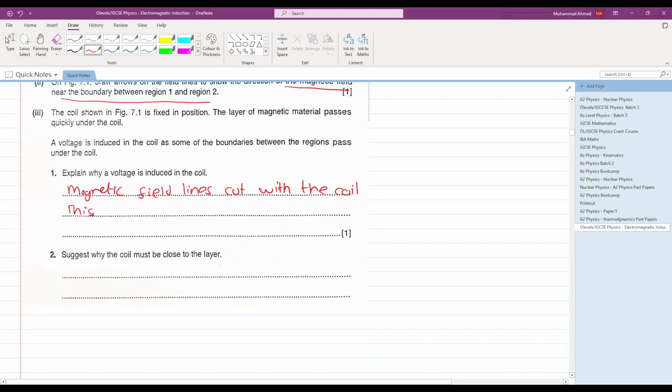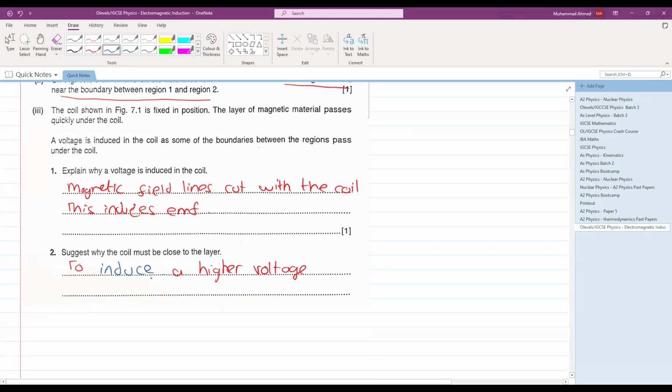This induces EMF. Suggest why the coil must be close to the layer to generate a higher voltage. I would say not use generate, but instead use the word induce, to induce a higher voltage. This is an examination keyword.